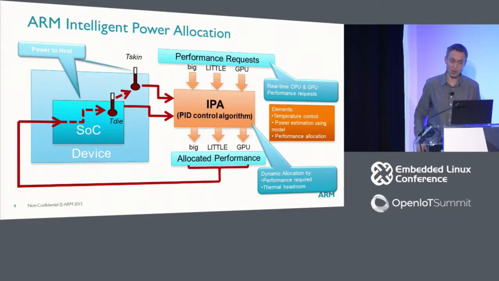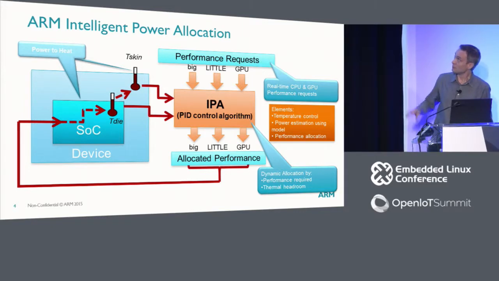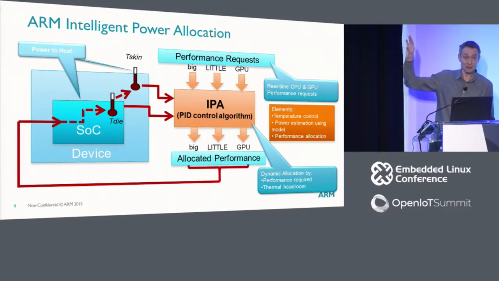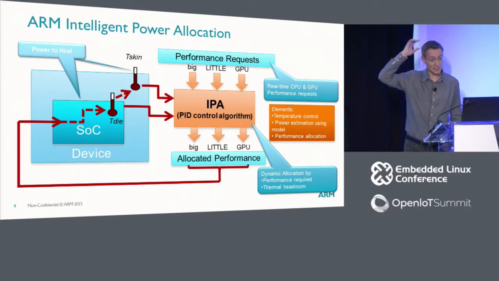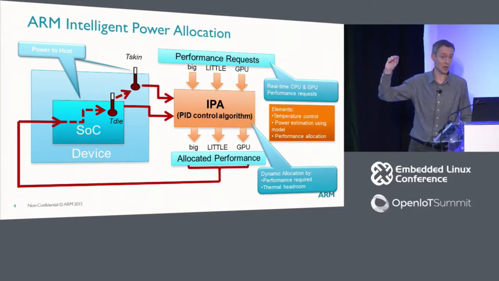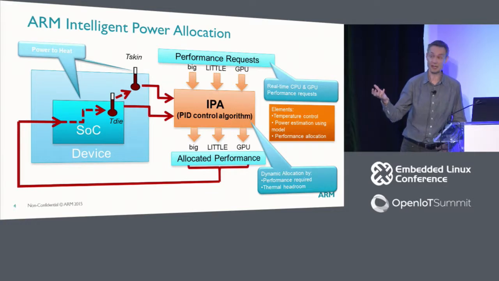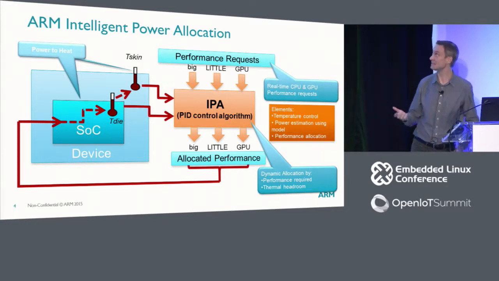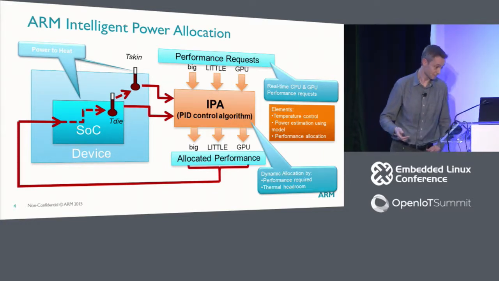Okay, so how does it work? Well, we have the SoC, and we have a temperature sensor on the SoC, on the die, so a digital temperature sensor, a very common piece of IP. In fact, your typical mobile SoC might have many of these digital temperature sensors.